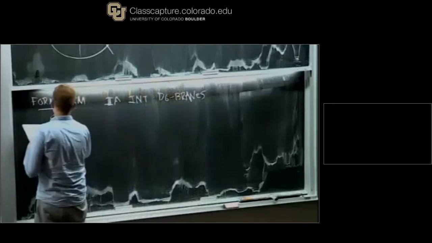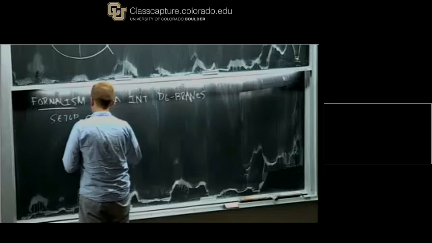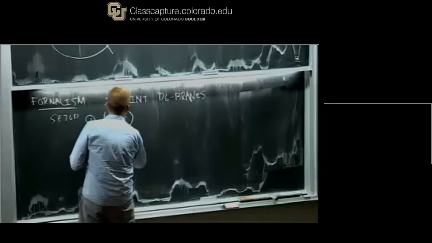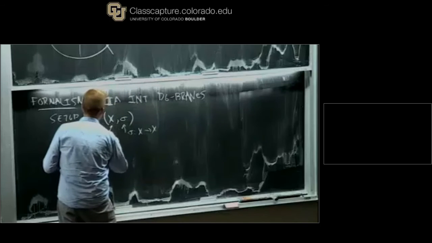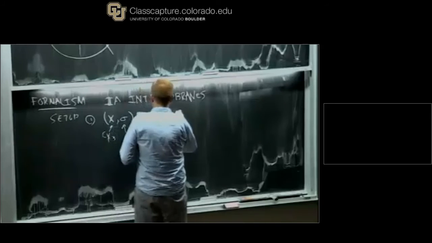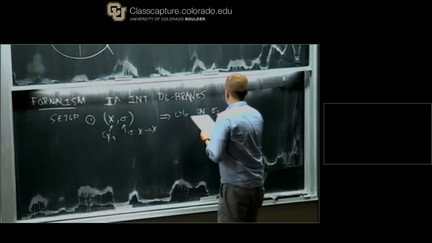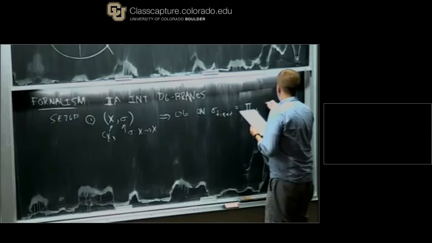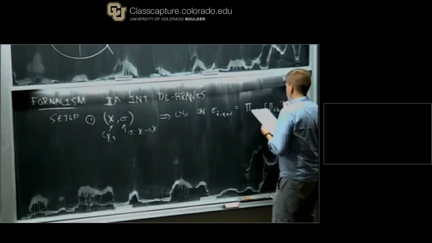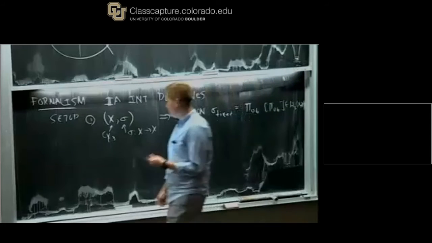And the setup is that I have some Calabi-Yau threefold X and an anti-holomorphic involution. Sigma is a map from X to X. This is a CY3. And what this is going to give is O6 planes on the fixed locus, sigma fixed, which I'll define to be pi O6. And the homology class of pi O6 sits in H3 of X, Z.